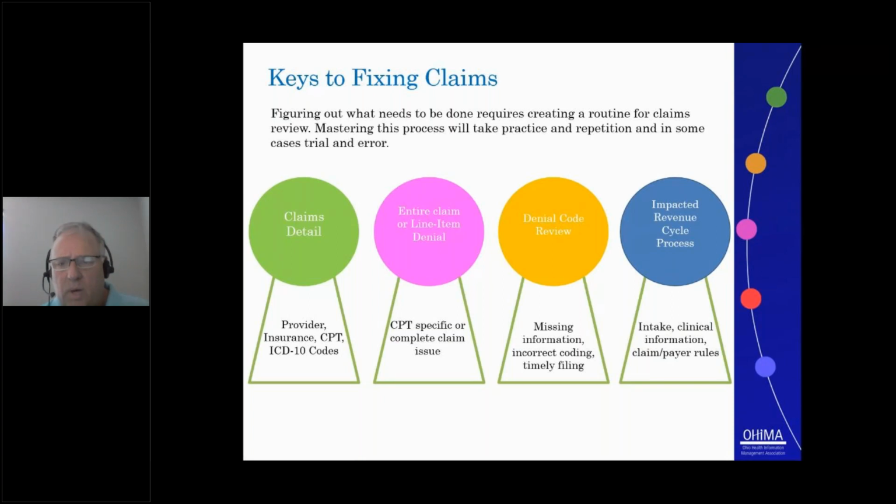And finally, where was the error along the revenue cycle? Was it coding related? Did we miss a payer policy? Is it something else that was missed during the registration process? Fully understanding each of these questions will help resolve denials quickly and minimize risk of lost revenue.